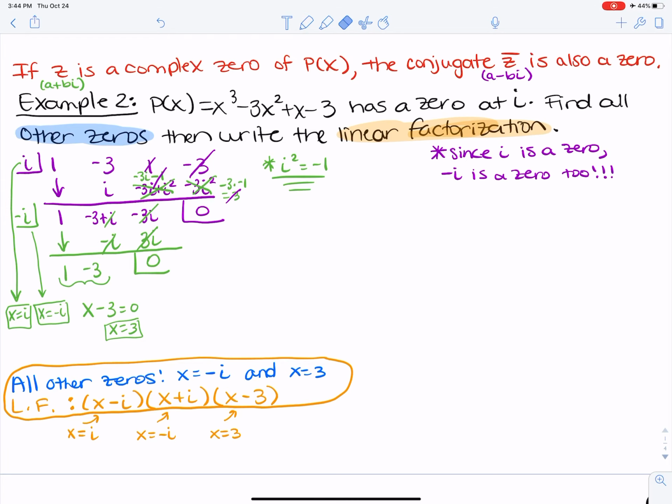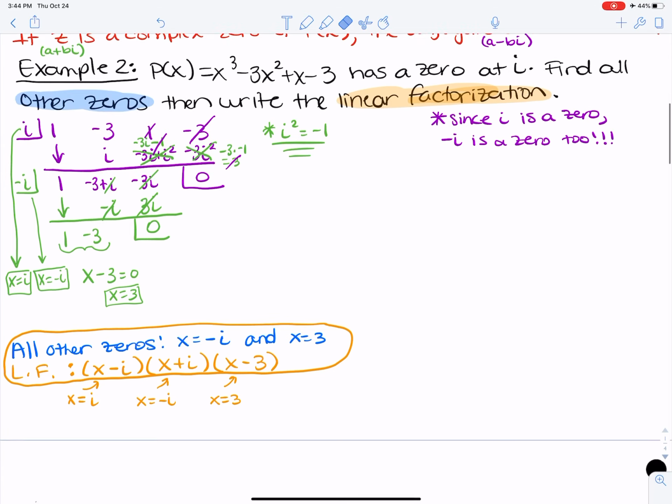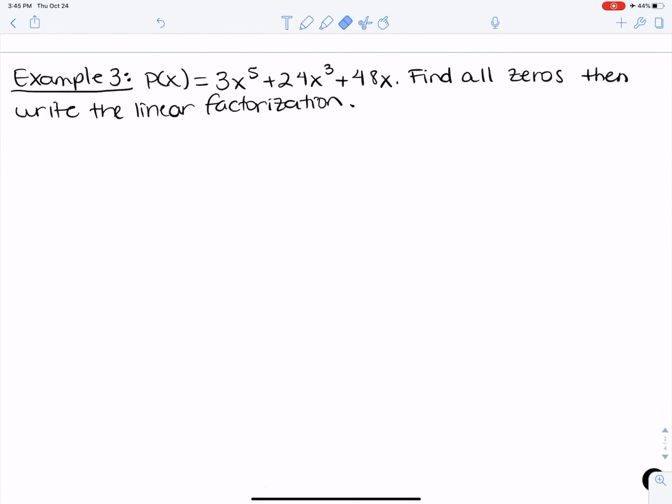Next example. Example number 2. This time, I don't give you any zeros at all. You have to find all the zeros from the beginning with me not giving you anything. And you still want to write the linear factorization. All right, so the question is, where do you start?